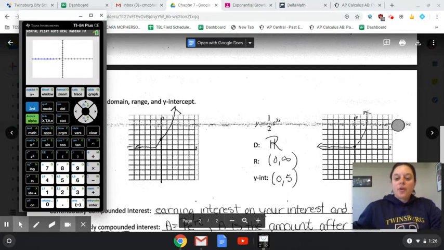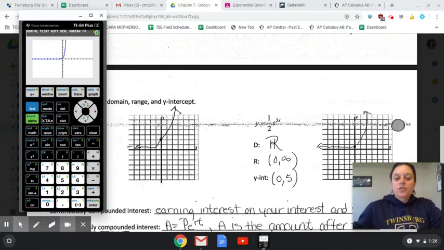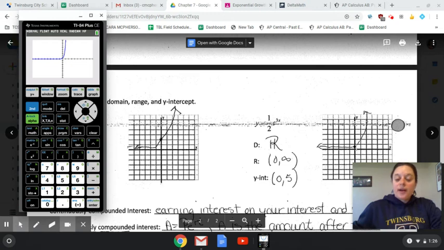I'm not going to have you graph anything, but I am going to give you some graphs on the Google form that you have to identify some key features. So all real numbers, again, is always the domain. Everything bigger than 0 is going to be your range. And then your y-intercept is whatever value is in front of your E. So in this case, it's at 1/2 or 0.5 you can write it as.